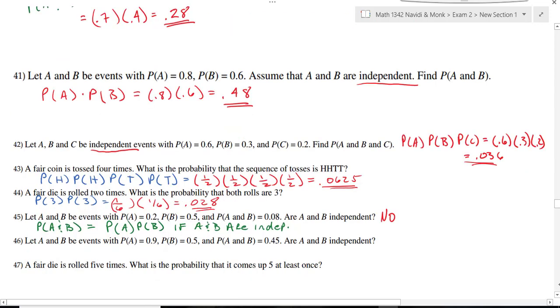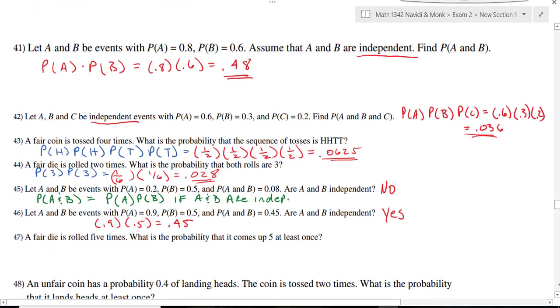Number 46, let A and B be events with the probability of A is 0.9, the probability of B is 0.5, and the probability of A and B is 0.45. Are A and B independent of each other? What is 0.9 times 0.5? 0.45. Yes, they are independent of each other, because 0.9 times 0.5 equals 0.45. So the probability of A times the probability of B is equal to the probability of A and B. Number 47. A fair die is rolled 5 times.